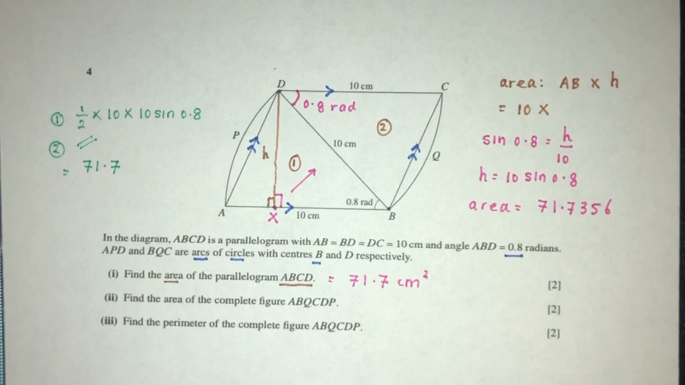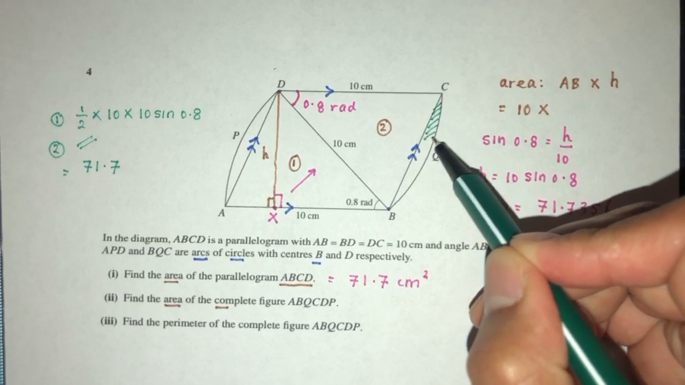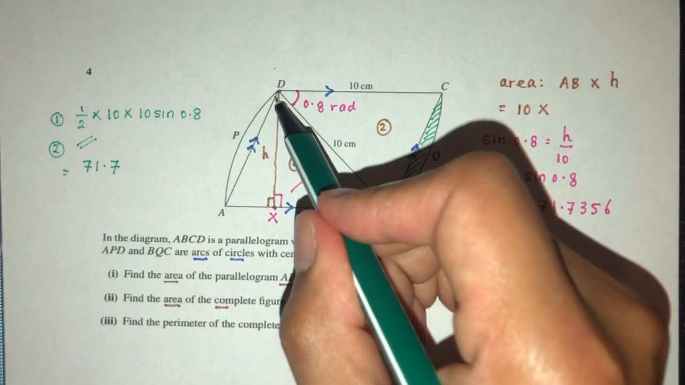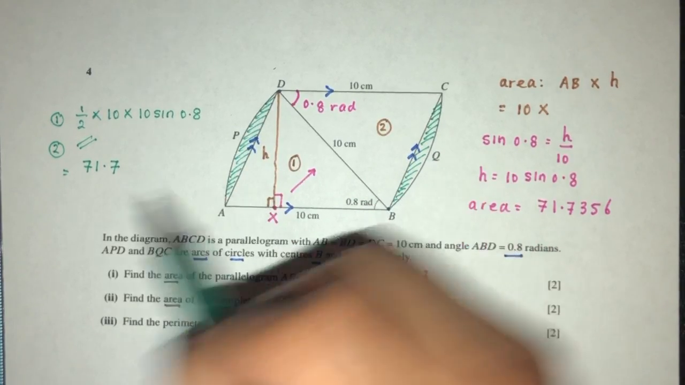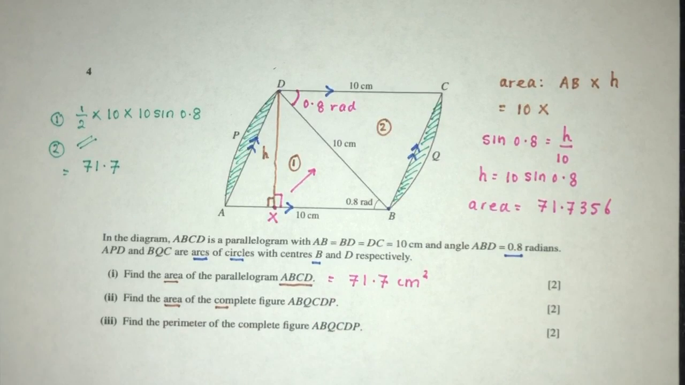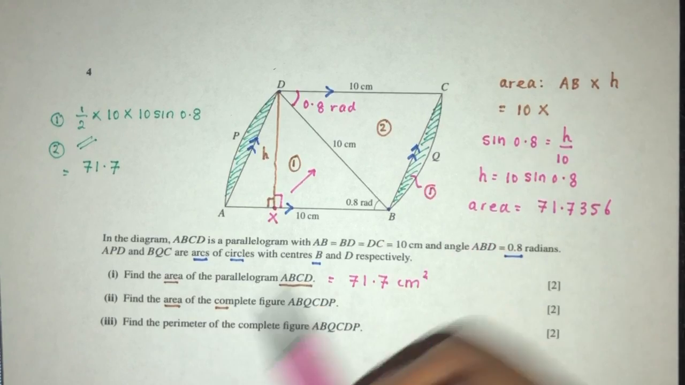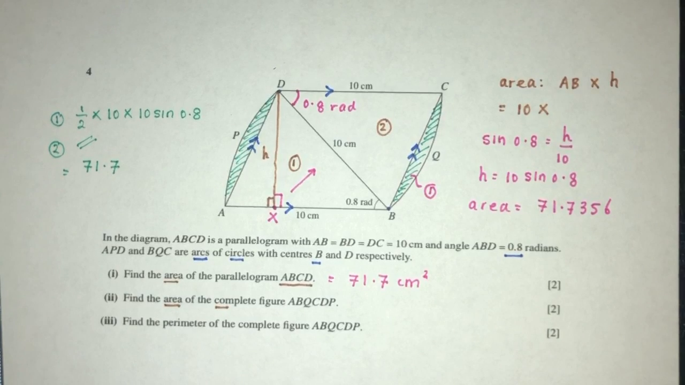Now for part 2, we have to find the area of the complete figure ABQCDP. So ABQCDP, everything. So we have to find this one, right? Okay, so how would you find this area? So now we understand this area right here is the same as this, correct? Great. So we can just first find one of them. Let's find this one. Let's call this number 1 in pink. And then we can just multiply by 2 to get this one as well.